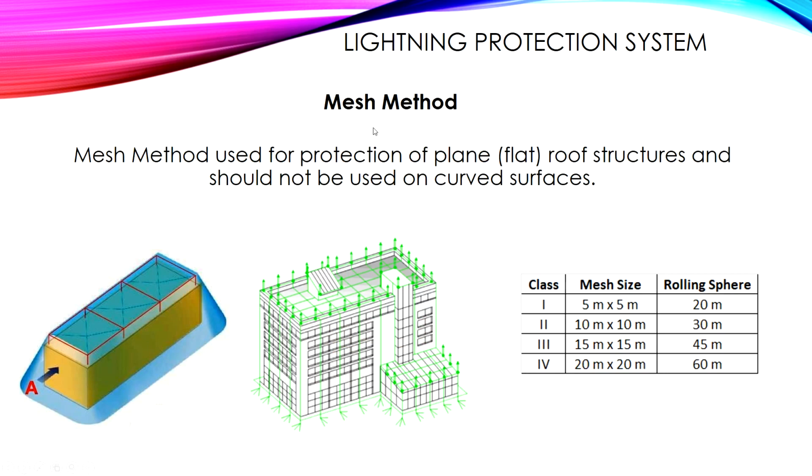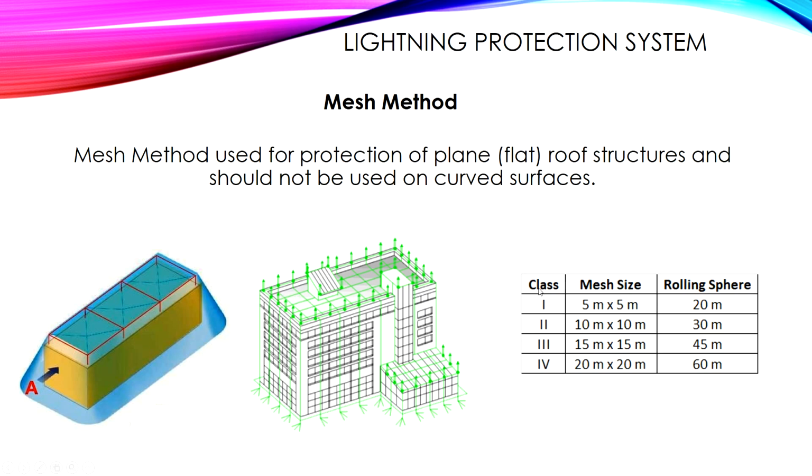Second method is called the mesh method. Okay, mesh method is used for protection of the plan or flat roof structures. Flat only. Okay, should not be used on curved surfaces. So how does the mesh help us? You will see that here this is a mesh. Okay, this is square, this is another mesh, another mesh.